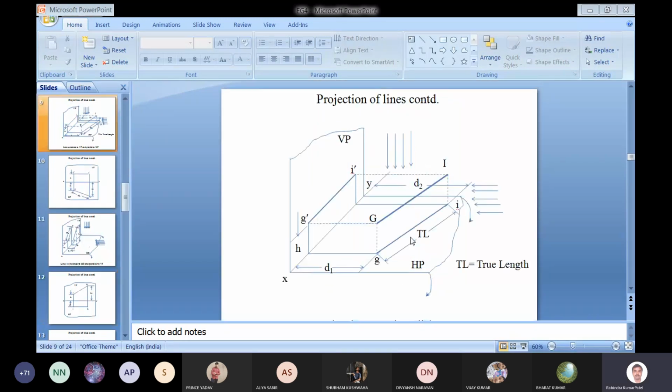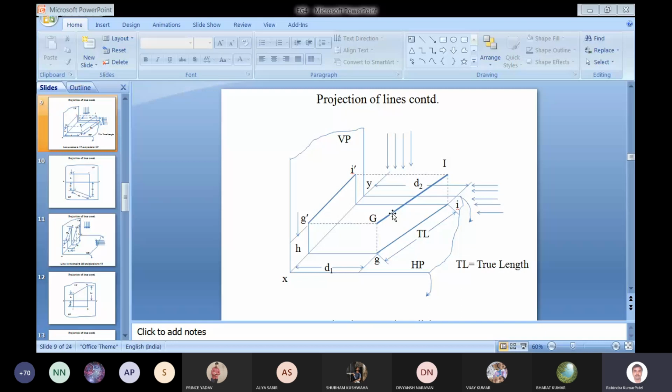So now the next line is like this, that it is parallel to the horizontal plane. As you can see, this line is parallel to the horizontal plane and inclined with the vertical plane. So if such a type of line is coming, its projection will be in true length to the plane with which it is parallel.